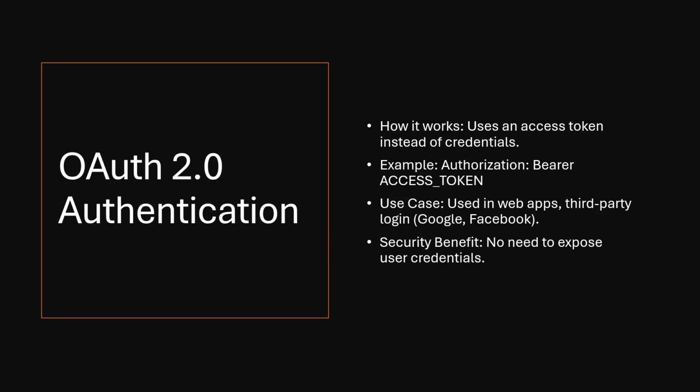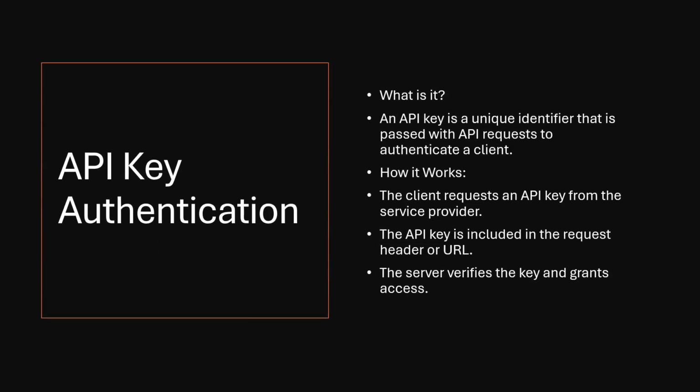So now let's move to API key authentication. In this method, the client sends a unique key in the request header or URL to authenticate, and the server validates that key and allows access if it's valid. API key authentication is very simple to implement, but it doesn't offer the same level of security as methods like JWT and OAuth offer. It is mostly used in public APIs, which have limited access to some specific resources.